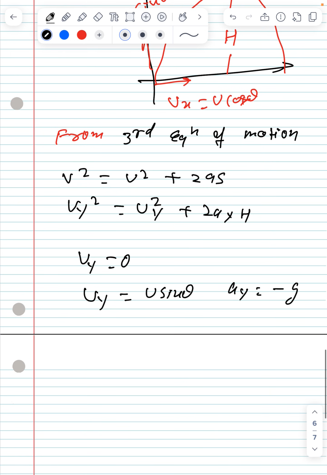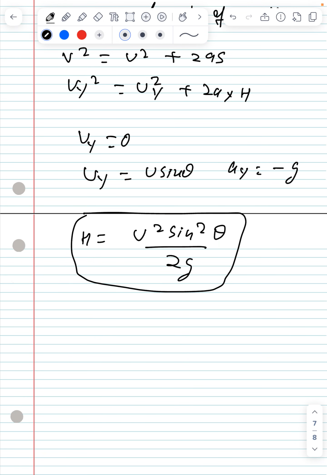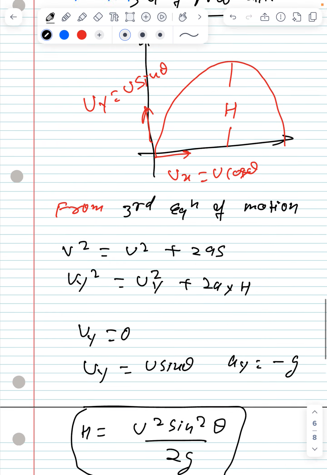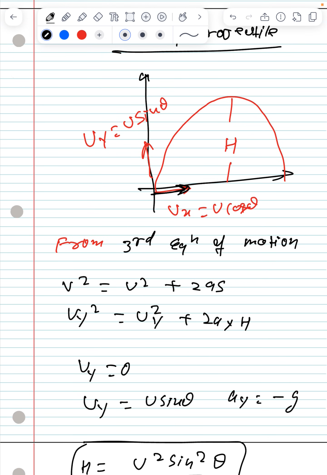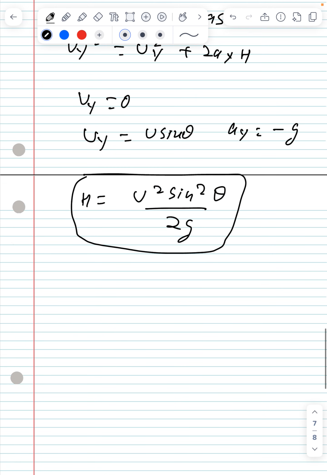The third equation: v square equals u square plus 2as, and converting along the y direction, vy square equals uy square plus 2 ay h. Putting all values here, vy equals 0, uy equals u sin theta, ay equals negative g, and calculating, h equals u square sin square theta divided by 2g.